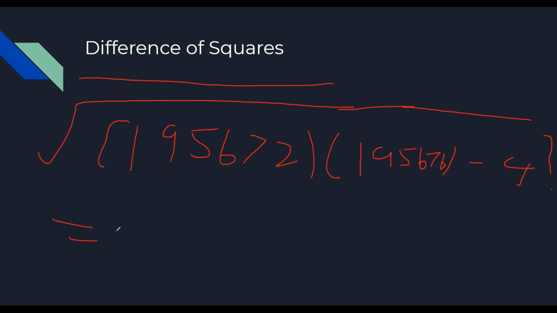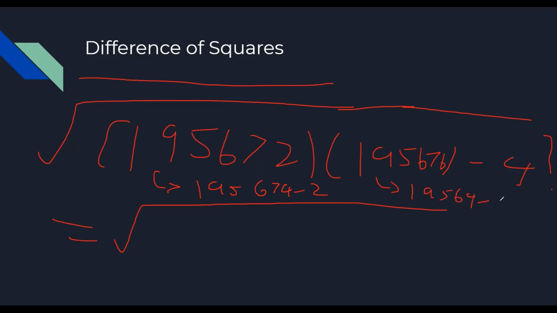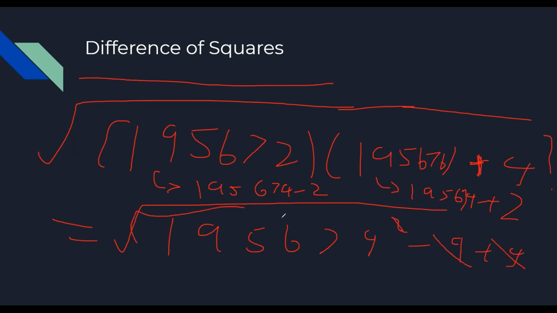Well, first off, this is 195,674 minus 2, and this is 19564, no, this should be plus 4. That's my bad. This is 7, 4 plus 2. So we have this minus times this. And so these two cancel out. And the radical and the square cancel out. So this is our final answer.